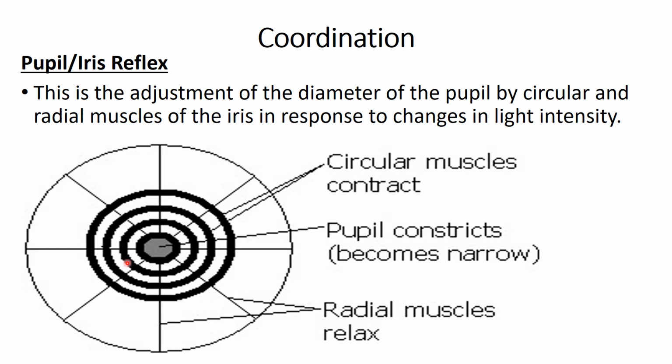So we have a pupil here. This is the iris. The iris has these thick black lines, which are the circular muscles. These are called circular muscles. Then we have these ones. These are radial muscles. Okay, so these are all radial muscles. Radial muscles and circular muscles behave in a certain way to adjust the size of the pupil.